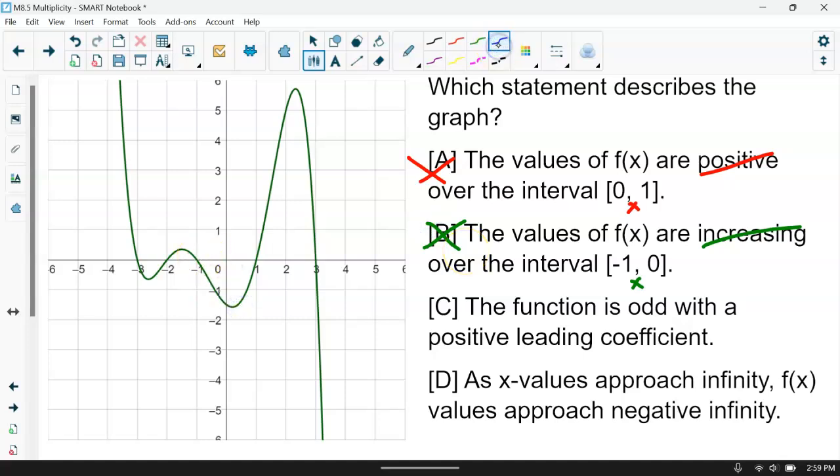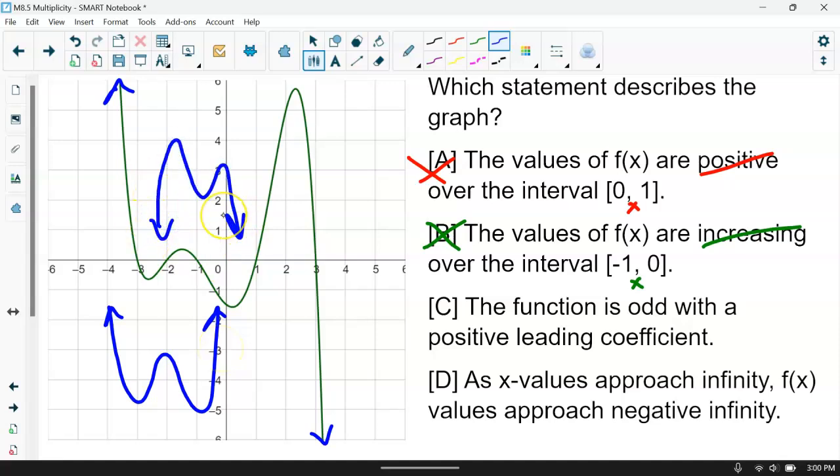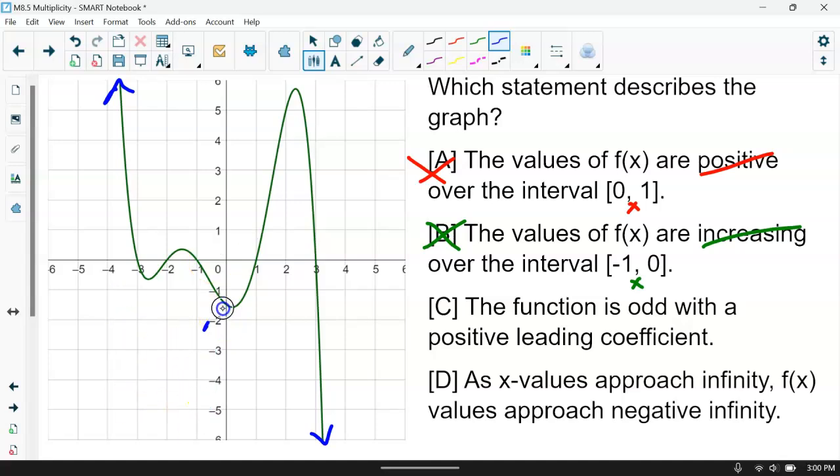And then go to C. The function is odd. Well, let's see here. Yep, so this is odd, right? Because the ends are going opposite directions. For this to be even, it would have to look something like this here, where we're going the same direction. So like this graph represents a positive even. This graph represents a negative even, right? Because the arrows are going both directions and going in the negative direction. So here we do have an odd function.